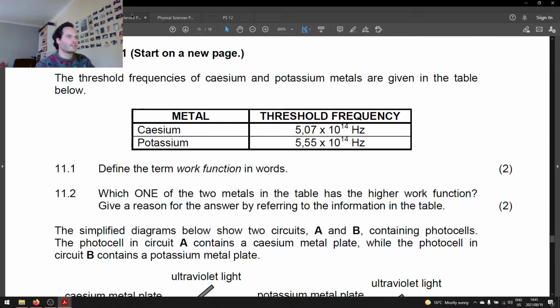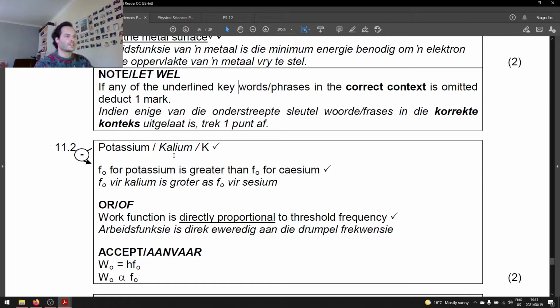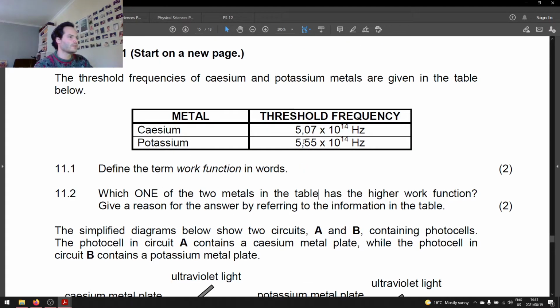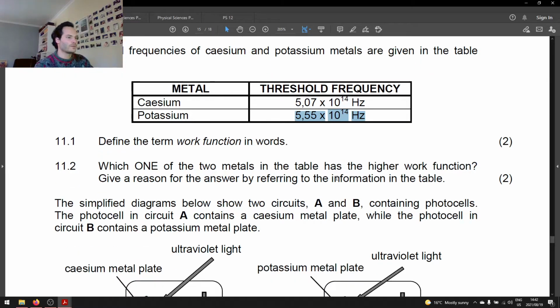So if we have a look at our solutions, potassium is going to have the higher work function, and that's because the cutoff or threshold frequency for potassium is greater than the cutoff frequency for cesium. You can also say there that work function is equal to h times my cutoff frequency, or h times f0. You can also say there that work function is directly proportional to the threshold frequency, and since potassium has a higher threshold frequency, it's going to have the higher work function also.